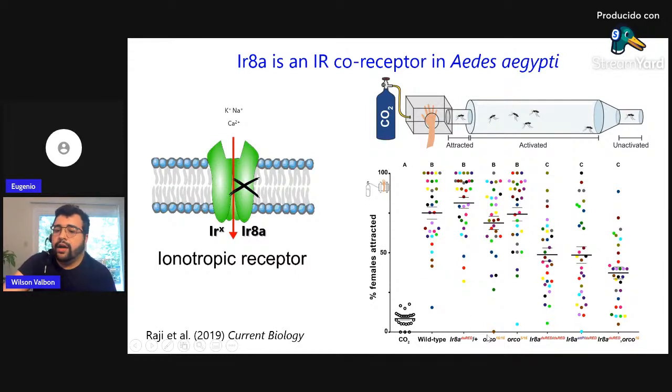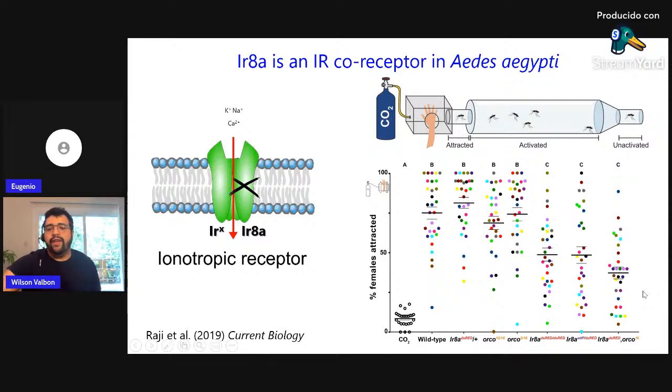Even though this Orco line doesn't have the co-receptor for Orco, they still can find the host. How? Very likely because they have the IRs, which are not present anymore here because people deleted this IR8 co-receptor, and the attraction to this hand was reduced. And when they combined IR and Orco, it was reduced, but not different.